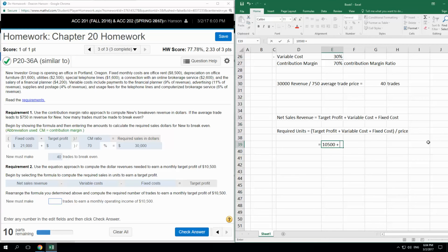Wait, I know it. So we've got to be careful now. 21,000. You know why we've got to be careful? Because we've got to take the fixed cost first. Oh my gosh, I'm sorry. This is the monthly profit you're asking for, right? Yeah, it's monthly. This is all in monthly terms, so we don't have to do anything.